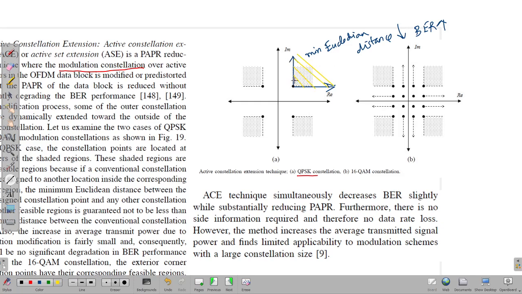I can move my constellation point to this shaded region, and if I move this constellation point to any point in this shaded region, you can see that we are maintaining the minimum Euclidean distance. Minimum Euclidean distance hasn't reduced. We are maintaining the minimum Euclidean distance, and as a result, bit error rate doesn't decrease. In fact, if I increase the minimum Euclidean distance, the bit error rate will slightly improve.